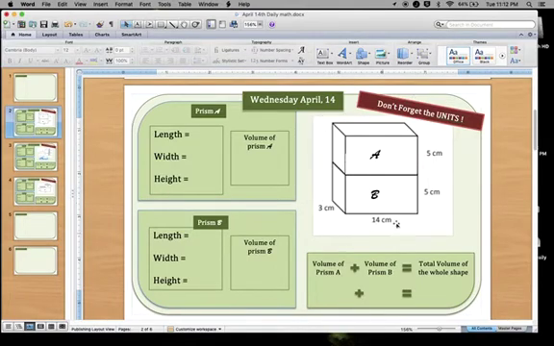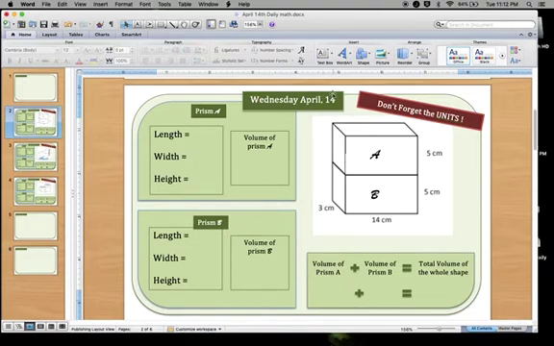I got a large shape, and I've broken it into 2 pieces. You're going to find the length, width, and height of Prism A and the total volume of Prism A. Then you're going to find the length, width, and height of Prism B, the total volume of Prism B. And then you are going to add up the volume of A plus the volume of B, and that will give you the total whole shape. I need to see units on this.